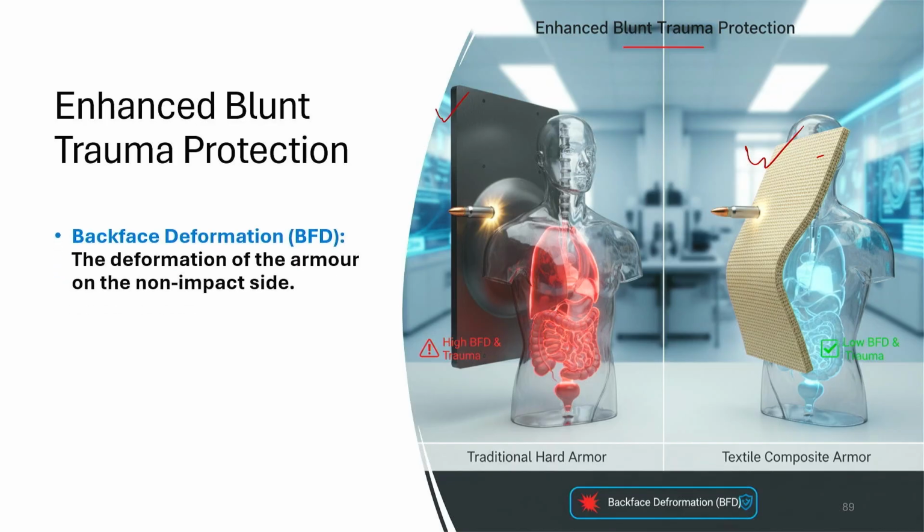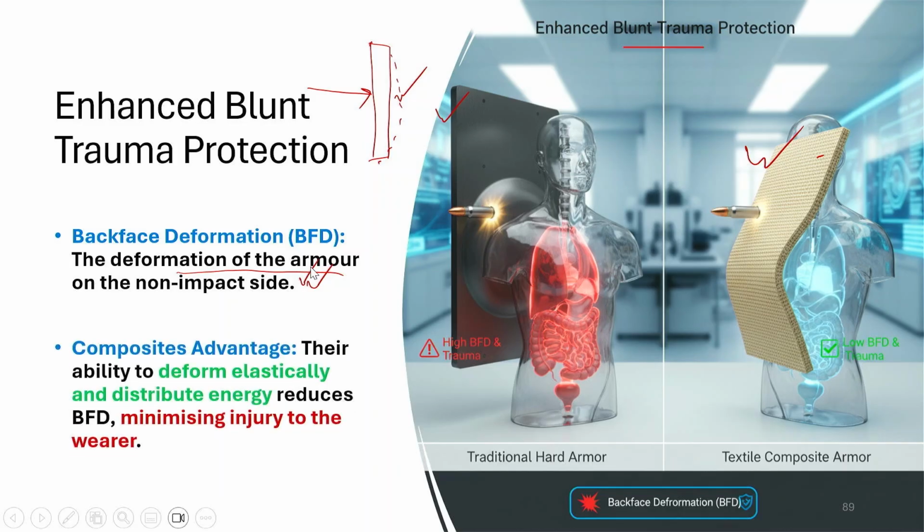Back face deformation, the deformation of the armor on the non-impact side, we have already discussed. This is the armor, here there is an impact side, and whatever deformation is there on the other side, that non-impact side, is called back face deformation. And the composite we get, its ability to deform elastically and distribute energy reduces the back face deformation.